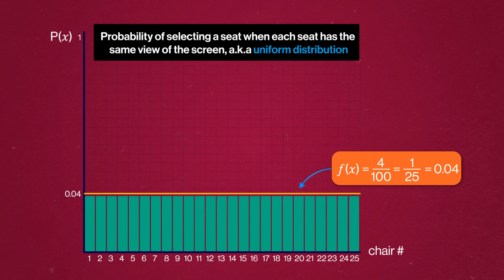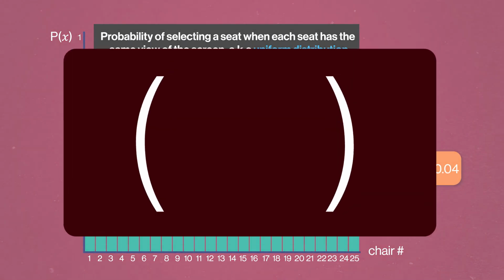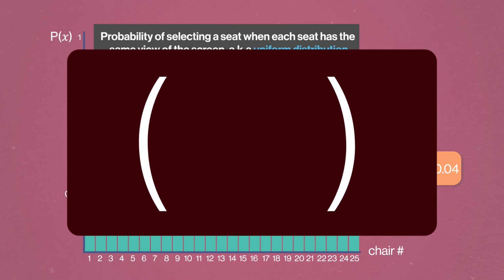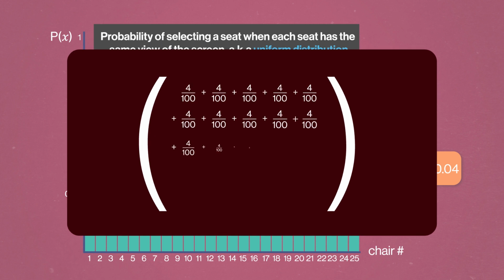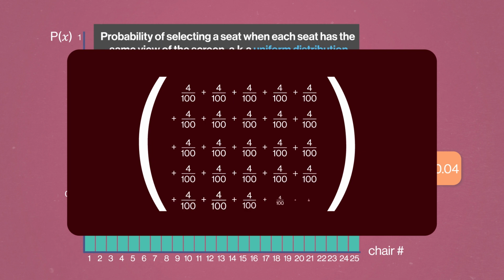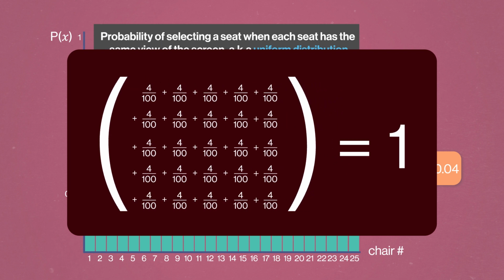There's one more thing we can notice about our plot. If we add the probability of each event together, that's 4 hundredths plus 4 hundredths plus 4 hundredths 25 times, we get 1, which makes sense because you have to choose one of these 25 seats in the theater. And here that's the same as adding up the area of each bar. In fact, this is true in general. The probabilities for all the outcomes of an event add up to 1, because one of those things has to happen. But it's different when you're trying to pick which row to sit in at a movie theater.